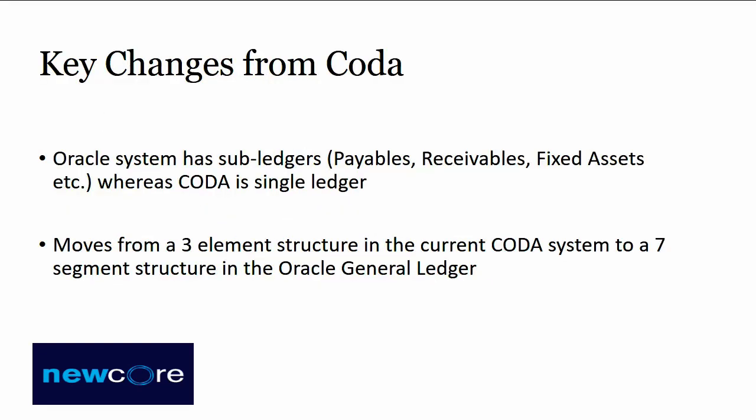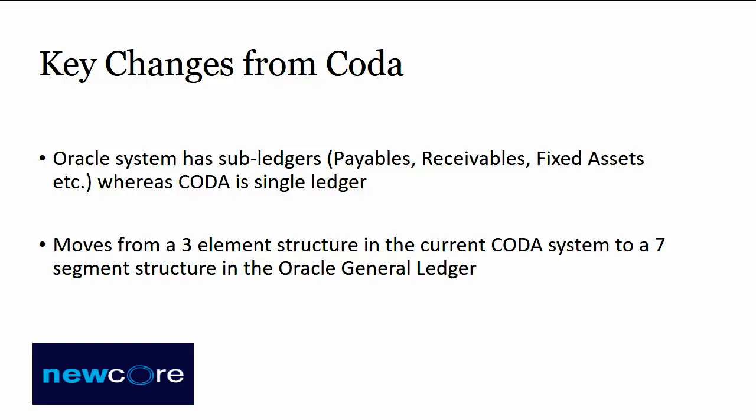Starting with key changes from Coda. At the moment, what we have is a single ledger system, which is why the research projects and all expenditure accounts, and in fact all accounts at the university follow the same structure. It's element 1, element 2, element 3. Going forward, the Oracle system that we call Nucor has subledgers. So there is one general ledger that everything ultimately gets posted into. But there's also a number of subledgers like payables, receivables, fixed assets, and project is one of them.